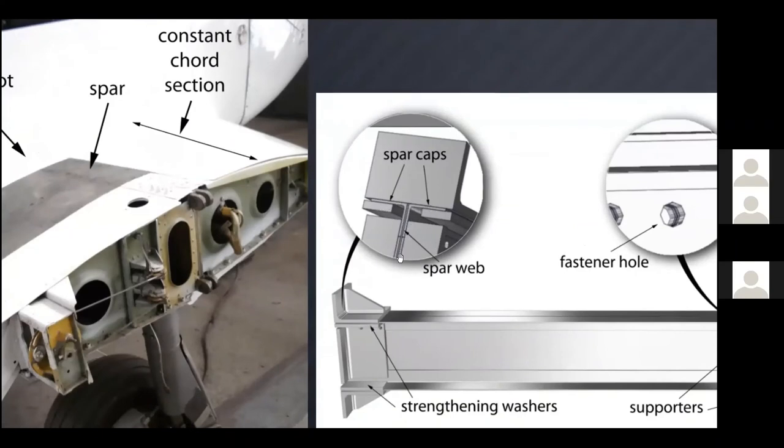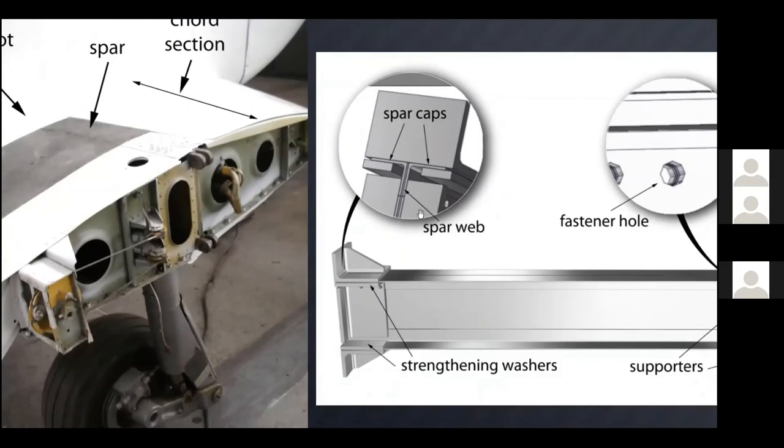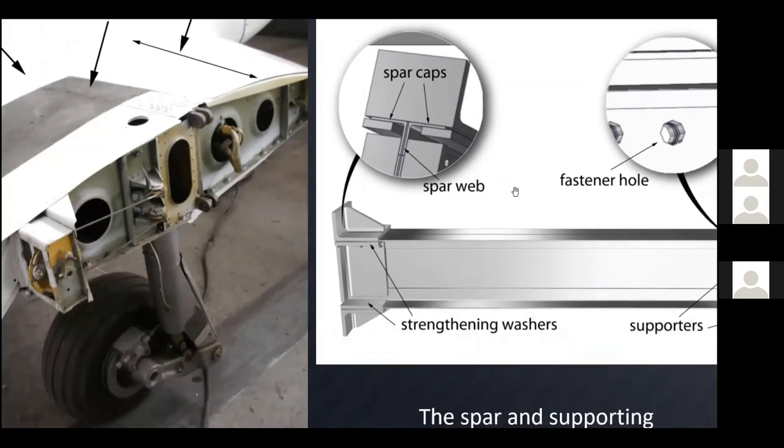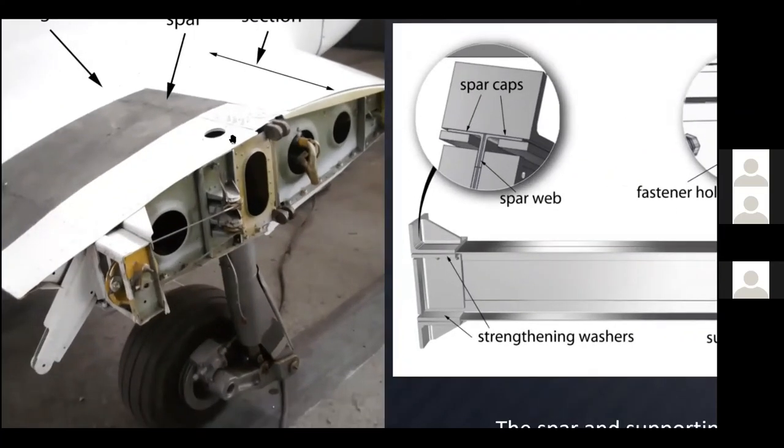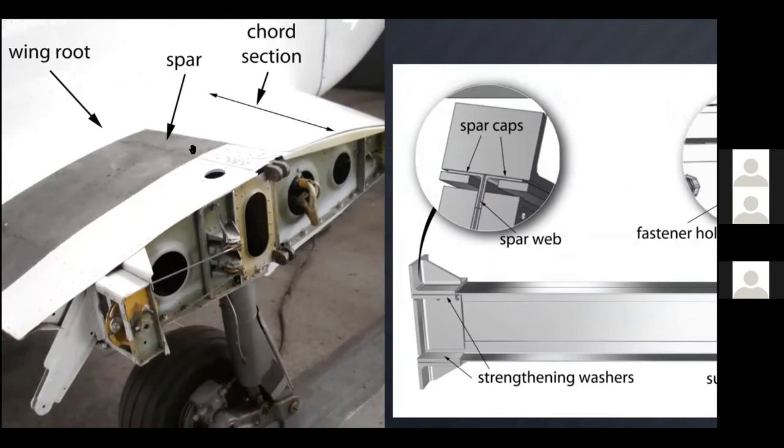That's the spar. And the spar consists of caps, so it has two caps on the top and two caps on the bottom, and the spar web, and together they create an I-beam. So the spar caps are riveted to the spar web, and then they are also riveted to the skin of the aircraft. So here you can see this is the position of the spar on the fuselage. So there is a spar on the fuselage, and there is a spar on the wing.